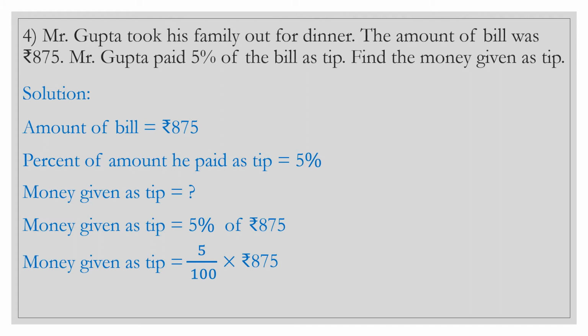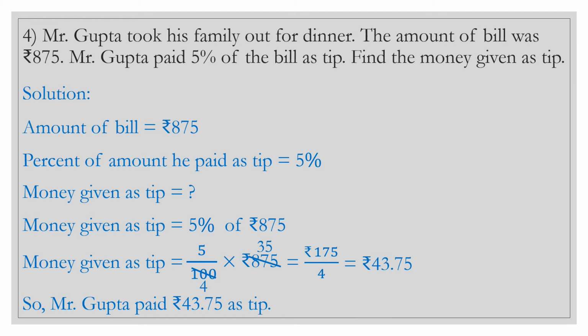Now simplify. See, 100 and 875 both are divisible by the same digit 25. So divide. 25 fours are 100 and 25 35s are 875. Now it cannot be further divisible, so do the multiplication. We get rupees 175 upon 4. If we divide 175 by 4, we get rupees 43.75. So Mr. Gupta paid rupees 43.75 as tip. Let us solve one more question.